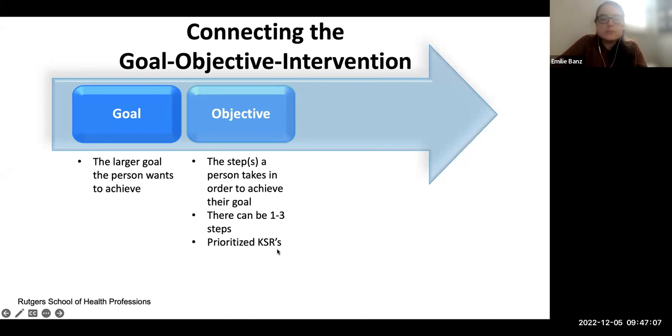Okay. And then again, these objectives are going to be those prioritized knowledge, skills, and resources. So when you complete the form with the person, the knowledge, skills, and resources that the person already has are their strengths. And the knowledge, skills, and resources that the person needs can potentially be the objectives on the ISP.